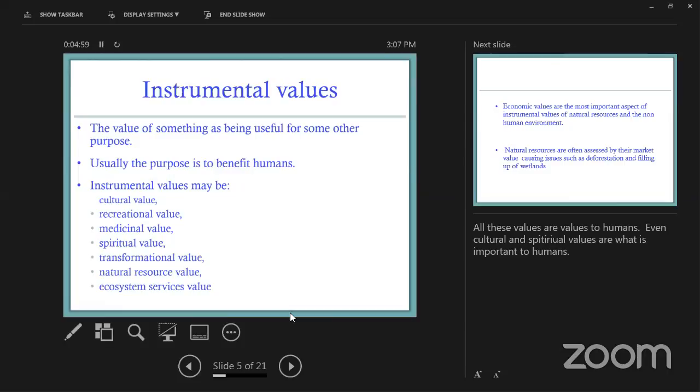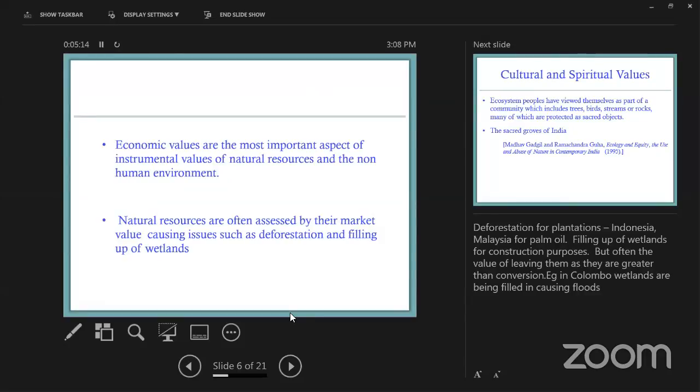It depends on humans to decide what these values are and whether the values are very high or whether they are low or whether we consider something to have no value at all. Economic values are probably the most important aspect of the instrumental values of natural resources. And we tend to think of natural resources purely from an economic perspective, for example, the market value of something. And it is that market value that is causing a lot of the destruction of natural resources.